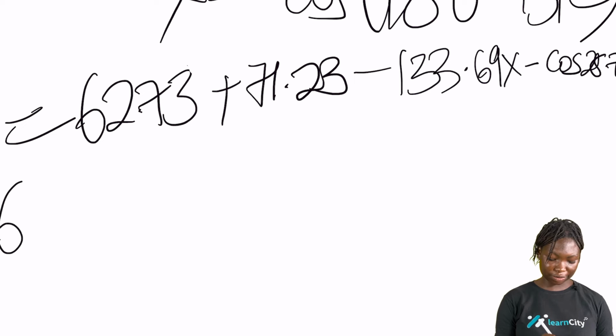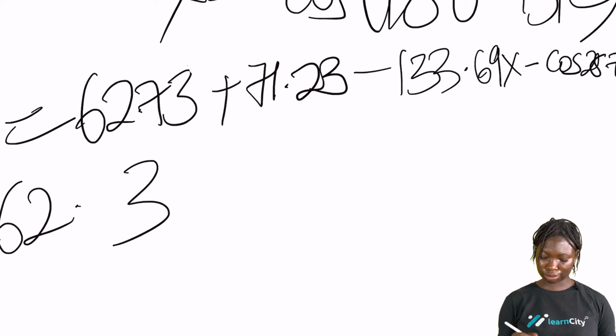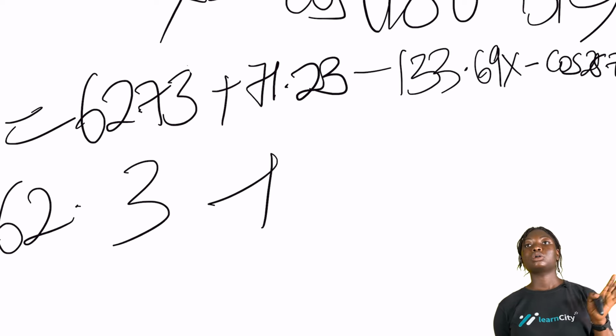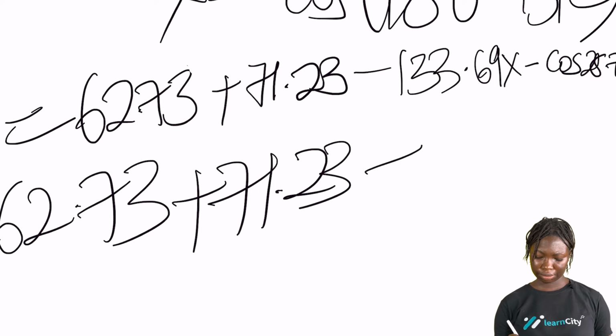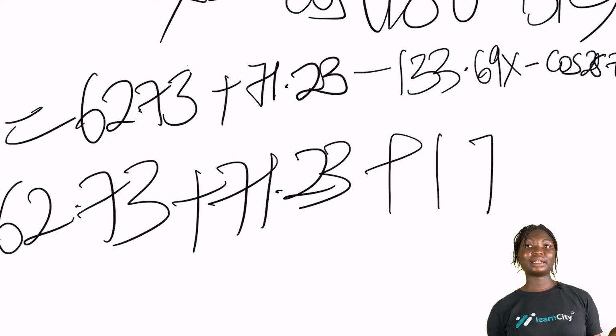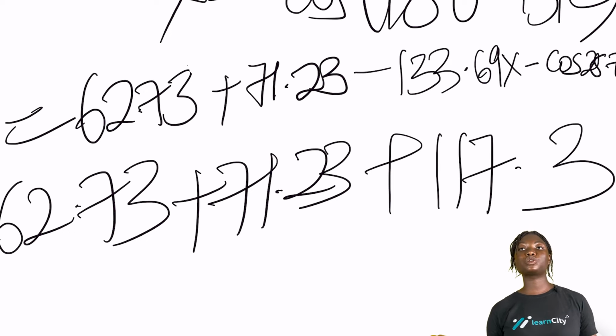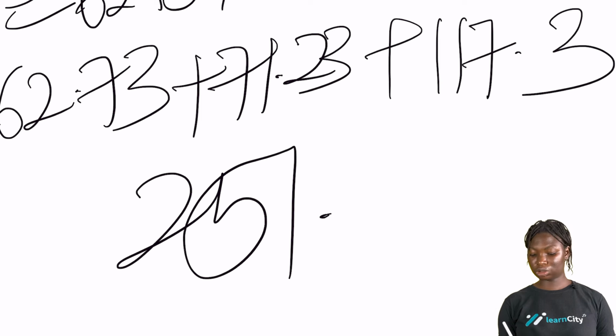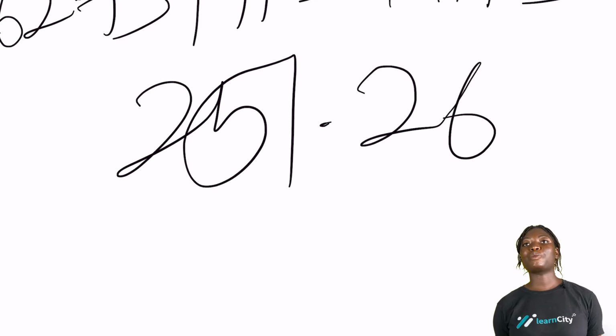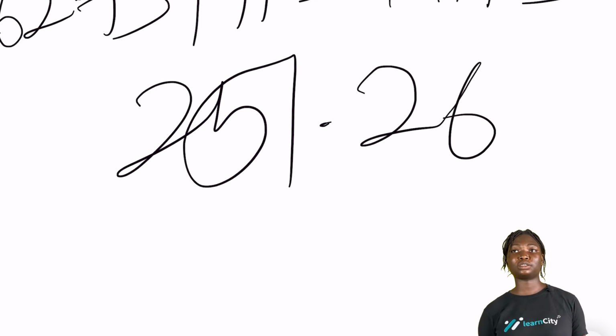So here we have 62.73 plus 71.23 plus 117.3. Now, adding this together, we have 251.26. Now, we have our B squared to be 251.26.